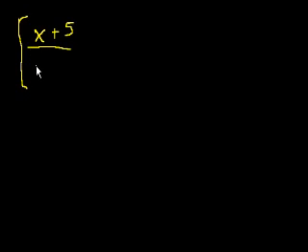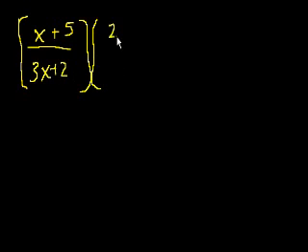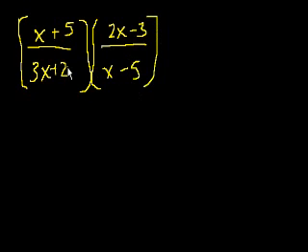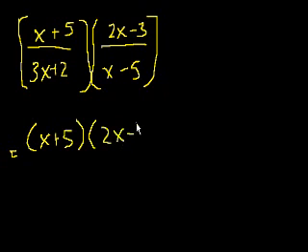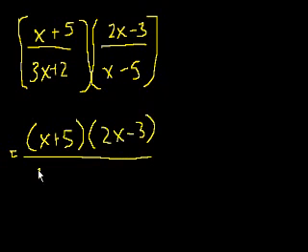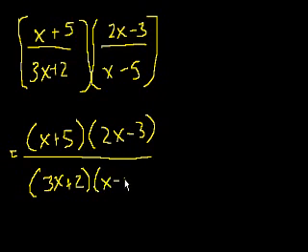All right, now they want us to do it again. They want us to find the product of x plus 5 over 3x plus 2 times 2x minus 3 over x minus 5. Frankly, there's not a lot of simplification we can do. We just have to multiply it out. So this is going to be equal to x plus 5 times 2x minus 3, all of that over 3x plus 2 times x minus 5. I'm multiplying the numerators and then multiplying the denominators.